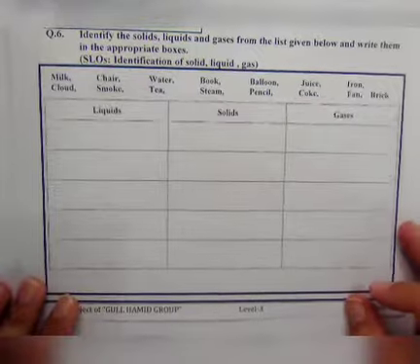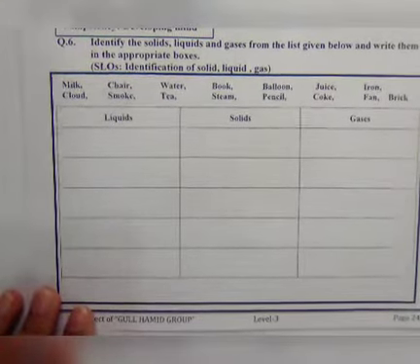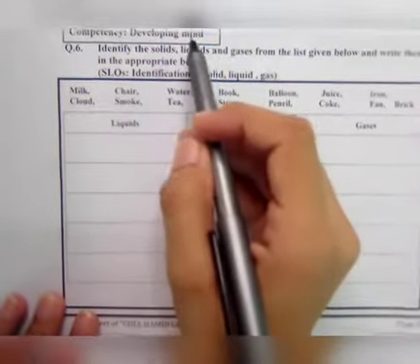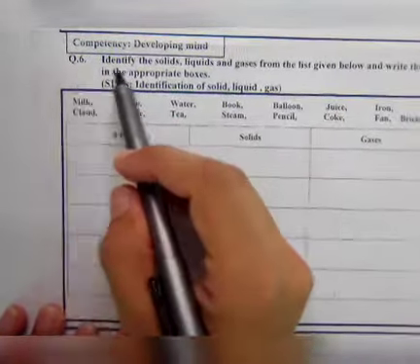Today we are here for studying the remedy pack of level 3 subject GK. So open page number 24. Competency developing mind. Competency is the ability to do something. Here is a question. Question number 6.